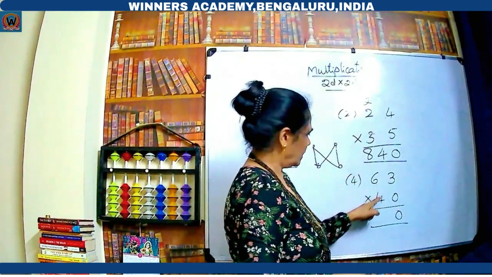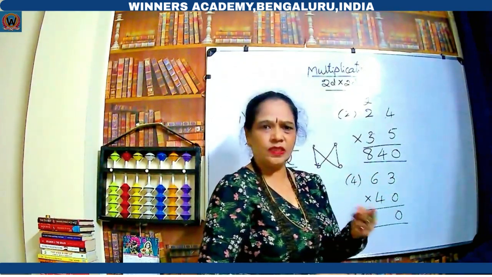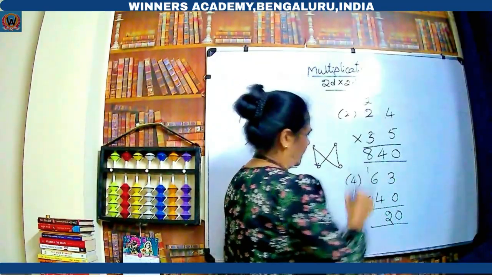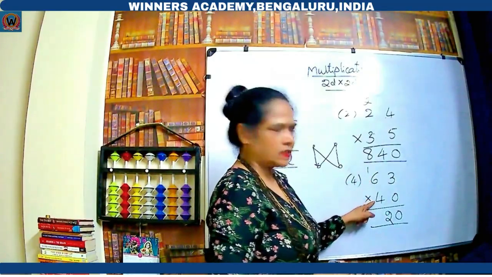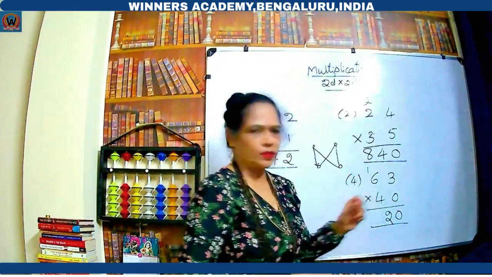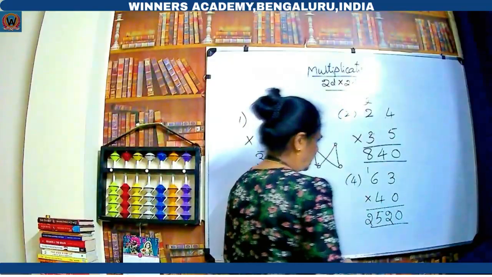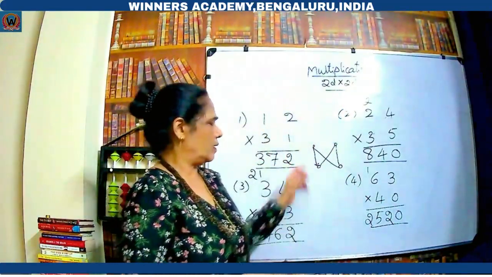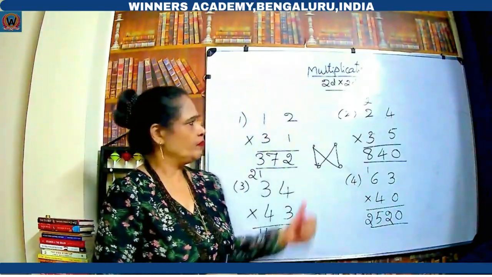So 3 into 4. 3 4s are 12 plus 6 into 0. 6 into 0, that is 0. 12 means 2 here and 1 carry. Now, here it is 6 into 4. That is only the tens place number. 6 into 4 is 24 plus 1 carry. That is 25. 2520 is the answer.